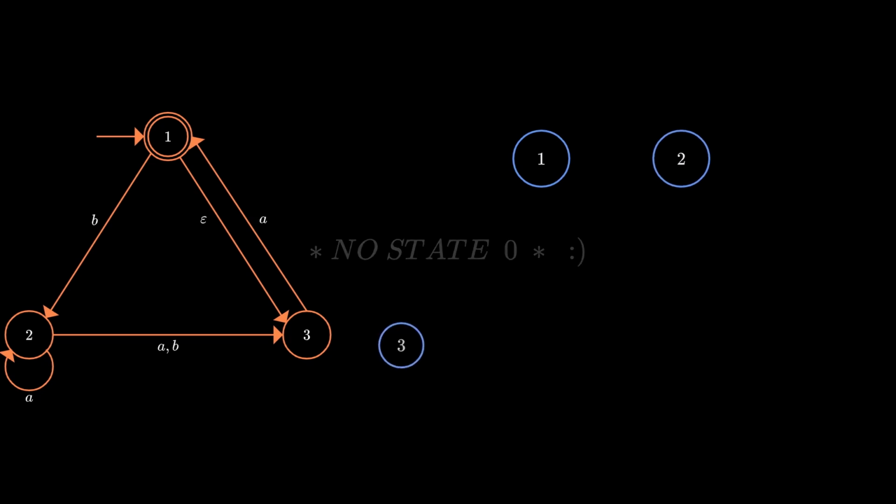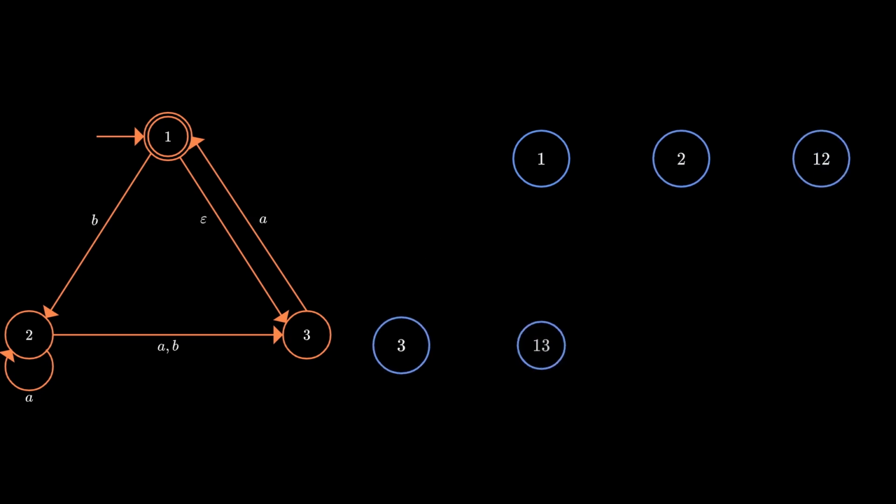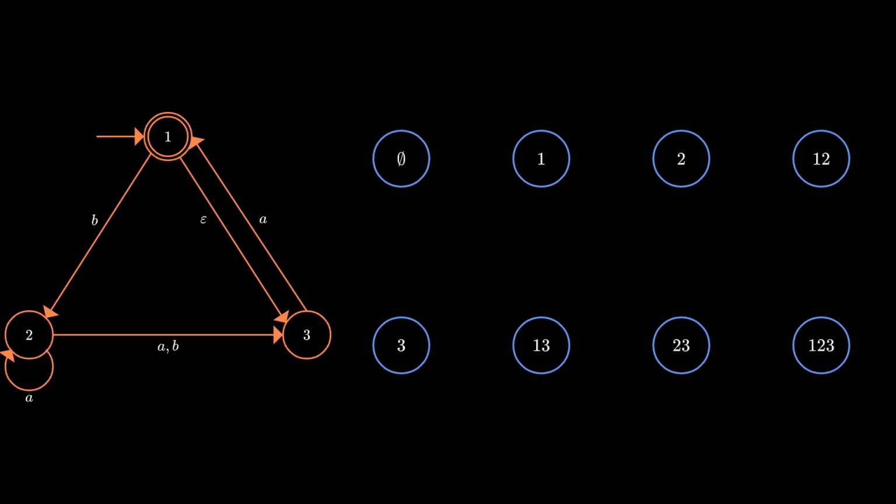Well, we start by generating all possible state combinations for a given NFA. The total number of possible states is 2 raised to the power of k, where k is the number of states. This includes the empty state. For this machine, we will have 8 total combinations: {1}, {2}, {3}, {1,2}, {1,3}, {2,3}, {1,2,3}, and the empty set.